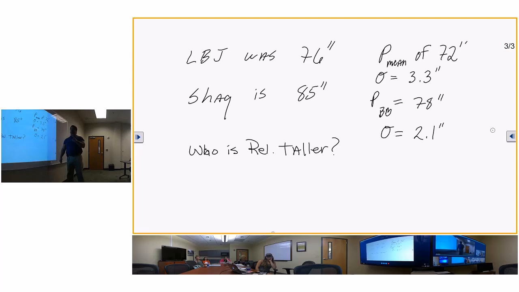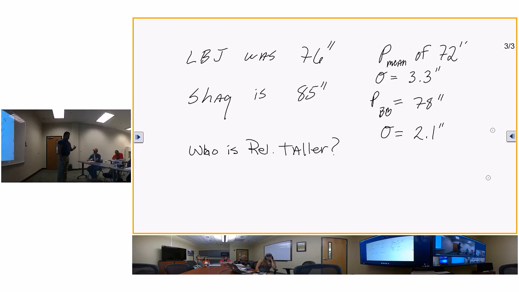So LBJ would be a big fish in a what? Little pond. Think about that. Why would he be a big fish in a little pond? Because there is no requirement for height for a president. So if he's tall, he's a big fish in a little pond.